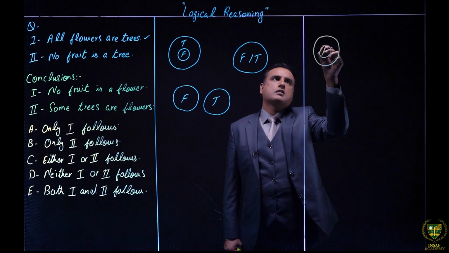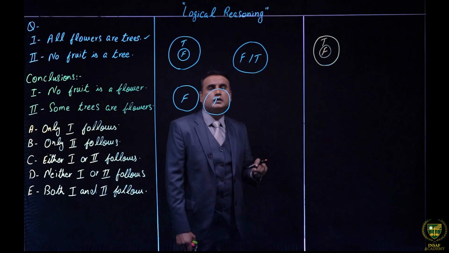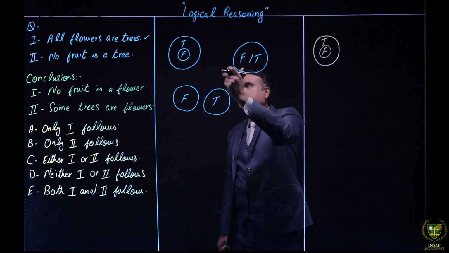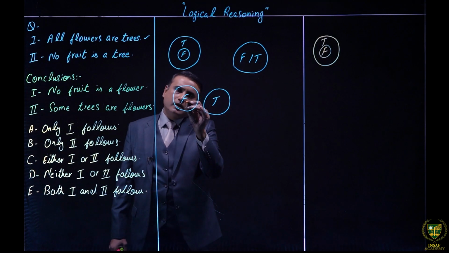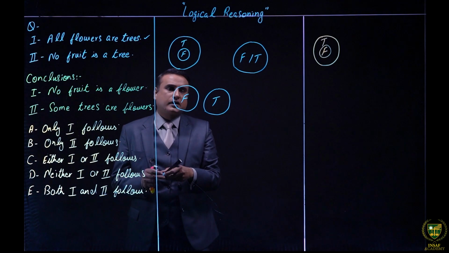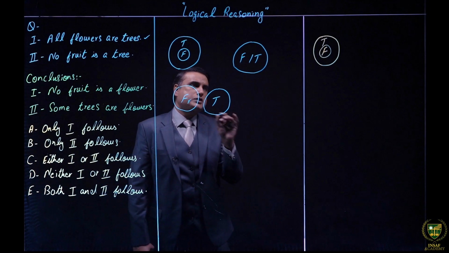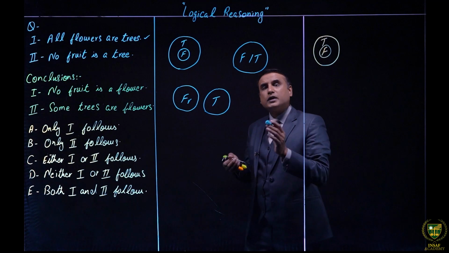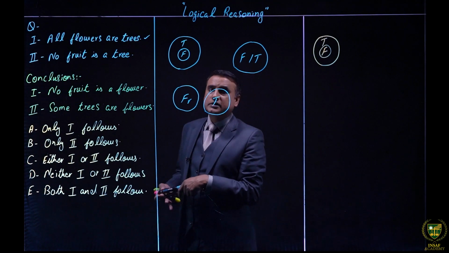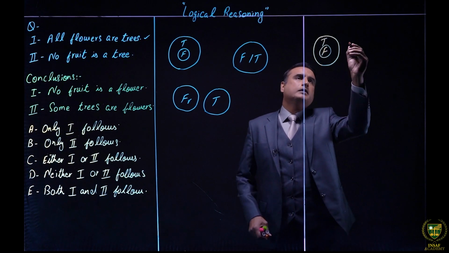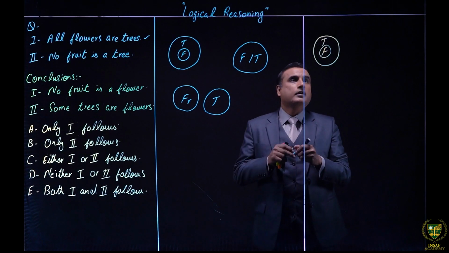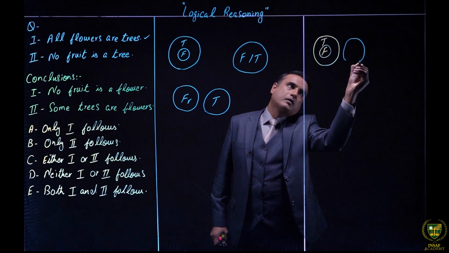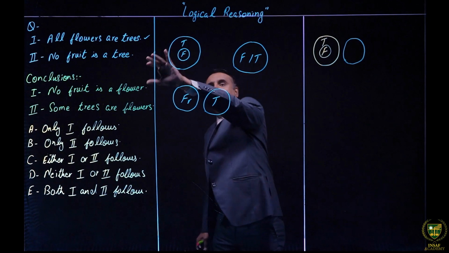all flowers are trees. ठीक है? All flowers are trees. And इसको हम थोड़ा अपनी understanding के लिए और clear कर देता हूँ. And no fruit is a tree. It means that the fruit should not overlap with tree. So हमारे पास figure क्या बनेगी? This is very important. Be very careful about it. We'll get the figure like this, because this is the only figure that can satisfy both these statements.